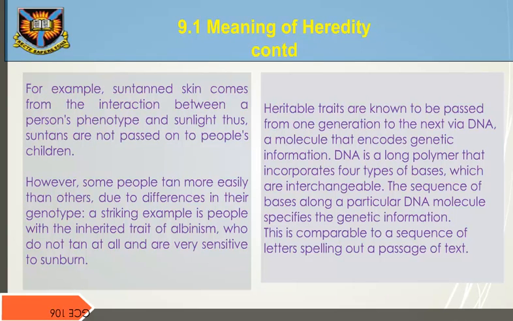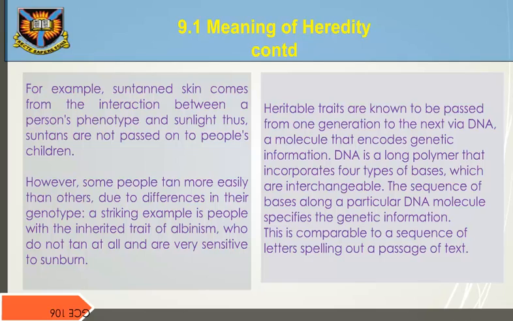For example, sun-tanned skin comes from the interaction between a person's phenotype and sunlight. Thus, suntans are not passed on to people's children. However, some people tan more easily than others due to differences in their genotype. A striking example is people with the inherited trait of albinism, who do not tan at all and are very sensitive to sunburn.